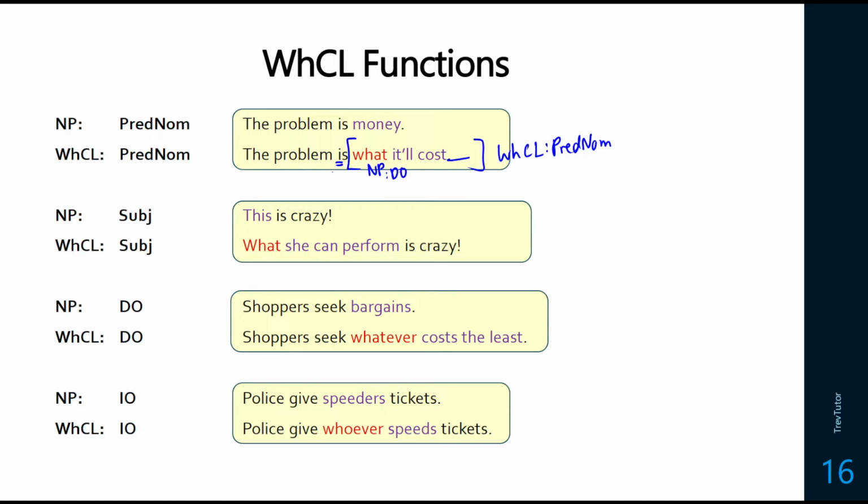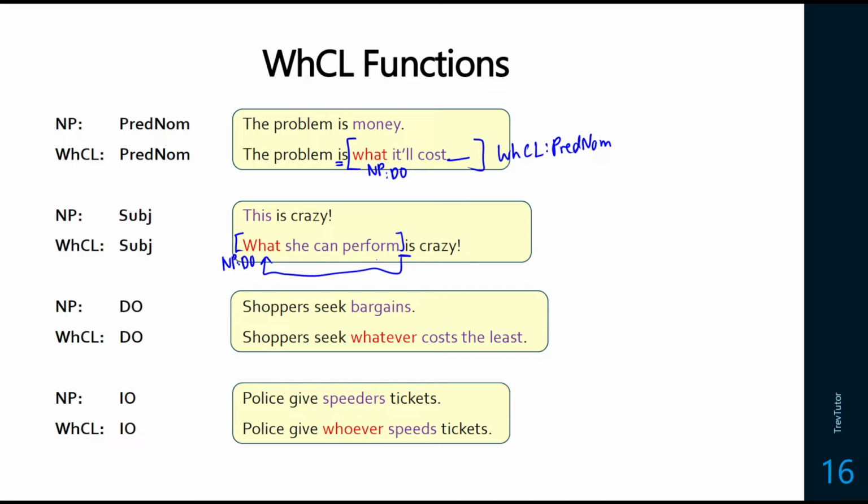As a subject, this is crazy. You can replace this: what she can perform is crazy. So she can perform something. This is being moved up to the front. So this what is acting as a noun phrase direct object in this case, even though the entire WH clause is a subject. Okay, we can have WH clause direct objects.